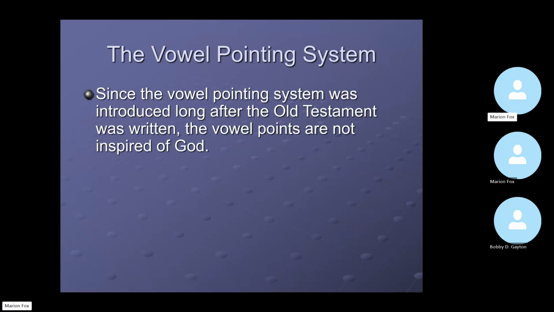It was introduced long after the Old Testament was written, and they're therefore not inspired of God. The vowel points were put there by men about 650 AD. And the last part of the Old Testament was written roughly 400 BC, about 450 BC. So we're looking at over 1,000 years later before they put these vowel points in, after the last book was written. So we've got about from 400, 450 BC to about 650. That's roughly 1,000 years.